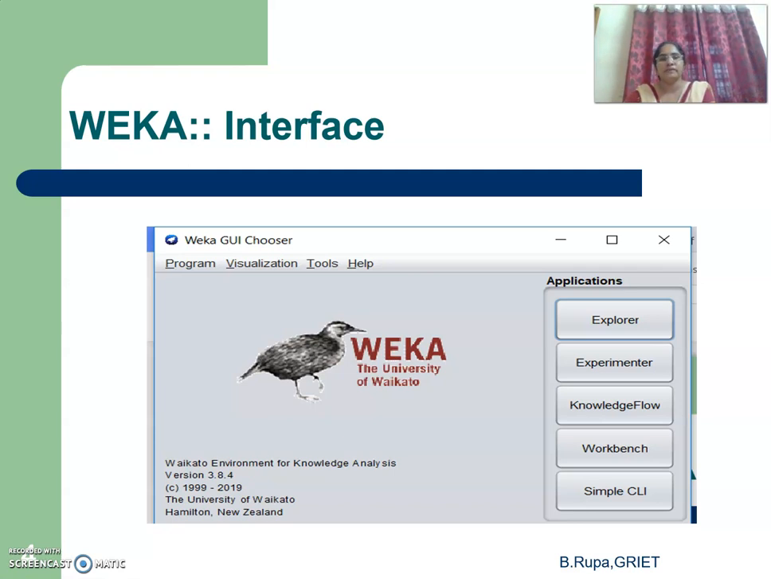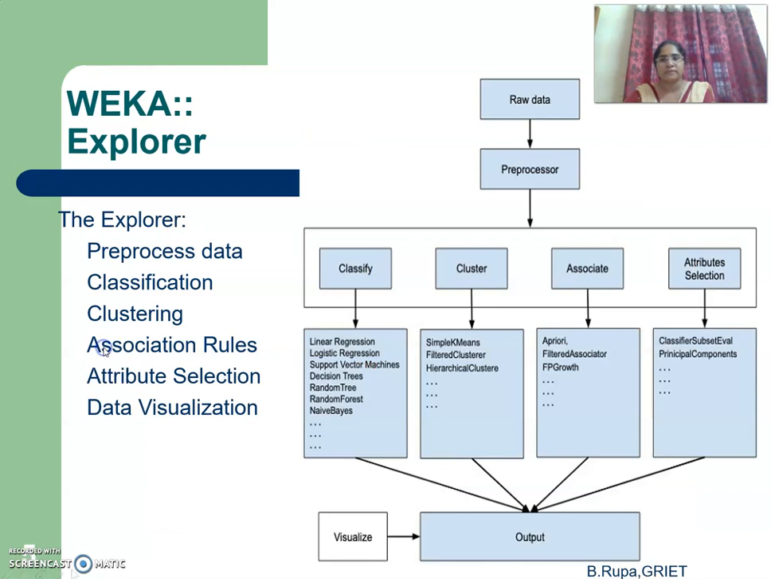And we will do our task in the Explorer application. Now we'll see the Weka Explorer, that means what tools are available within Weka. The Explorer contains preprocess, classify, cluster, associate, select attributes, and visualize. First we have raw data, that means we need to load the data. After loading, we can apply the pre-processing techniques whenever required. Then after pre-processing, we can go for classification, clustering, association, or attribute selection.